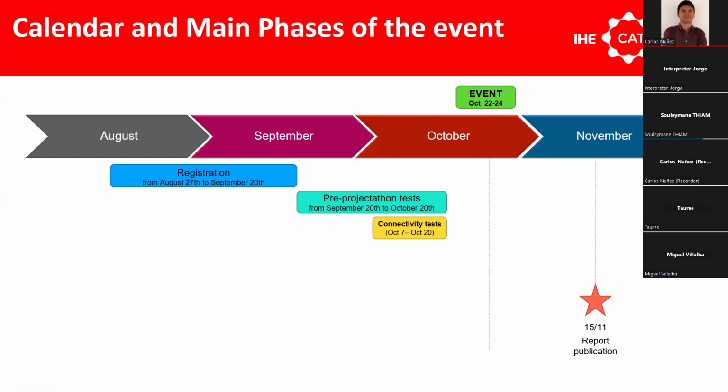Your individual report is private. Only your organization or only your country can have access to the report. The final report, the global report of the event, will be accessible to everyone. The report will be published on November 15. At the end of this presentation, I will show you what the content of the report is for this upcoming event.